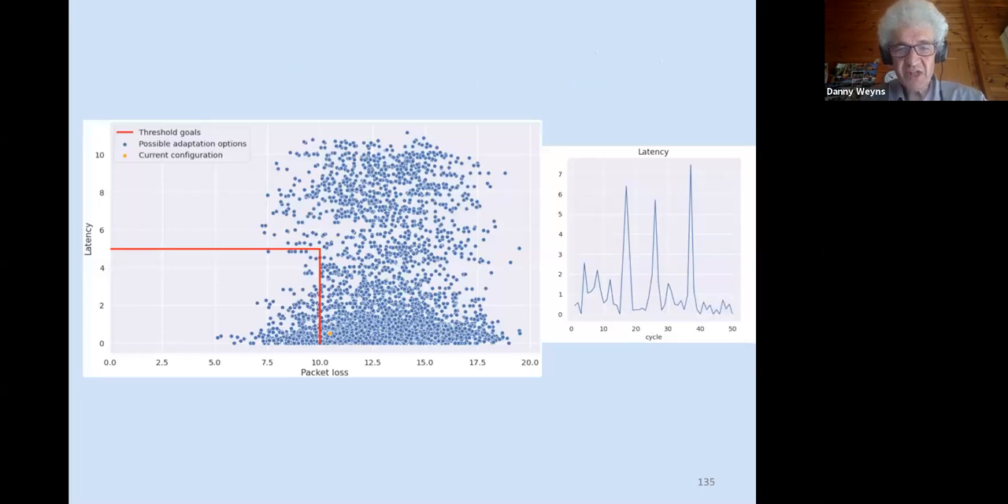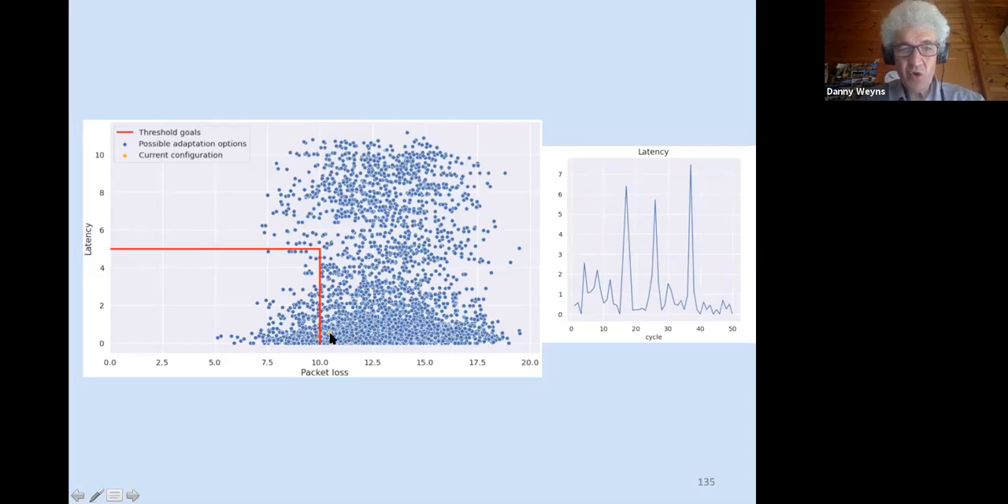Here you see again the adaptation space of our IoT system. And as you see, many options. And here on the right-hand side, you see how one property, latency, fluctuates. If this would represent a yellow dot here, the yellow dot will bump up and down all the time. And of course, packet loss will change, so it will go left and right and left and right.